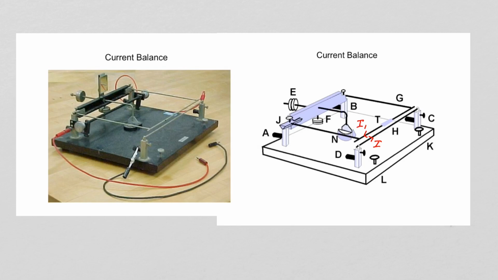You could add weight to this little platform on wire T and bring the two wires back to their original separation. The weight you've had to put on T to get back to the original separation is the amount of force that wire T is experiencing.